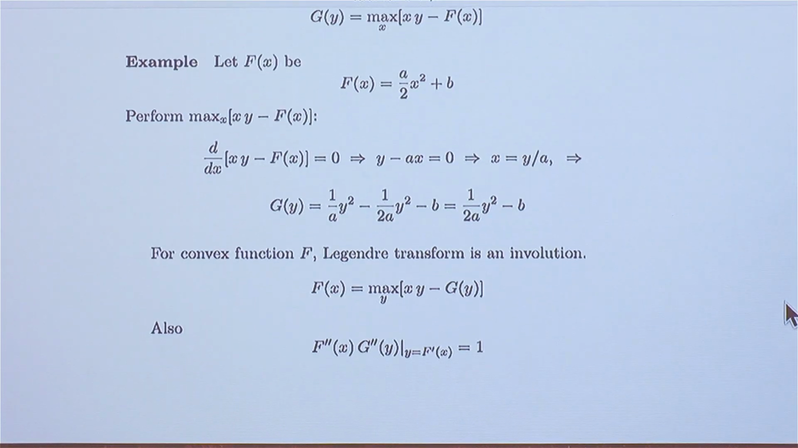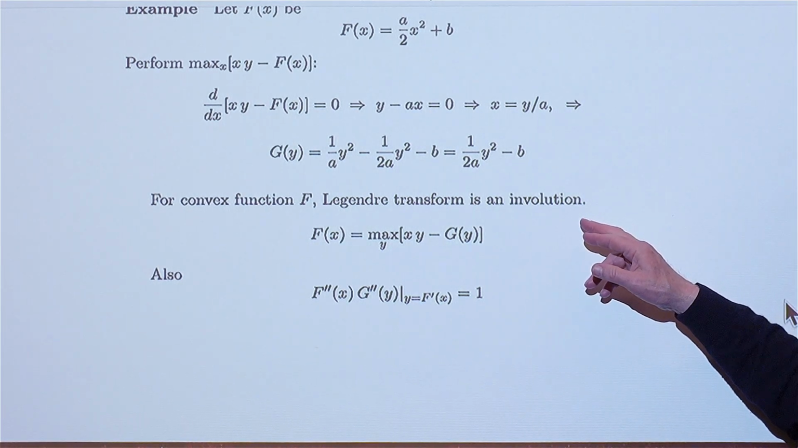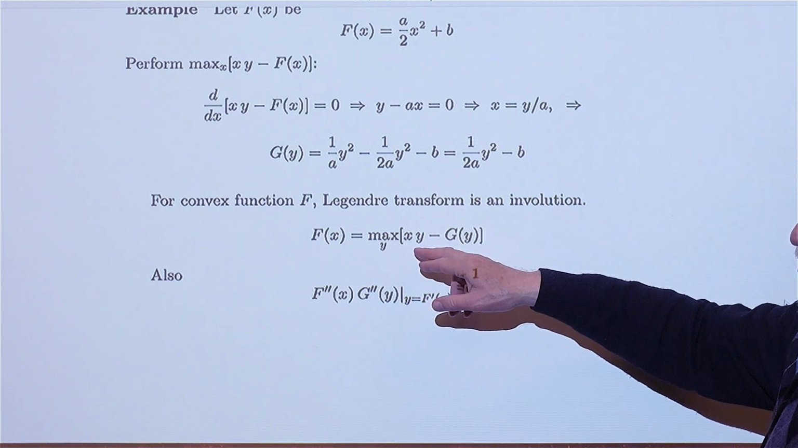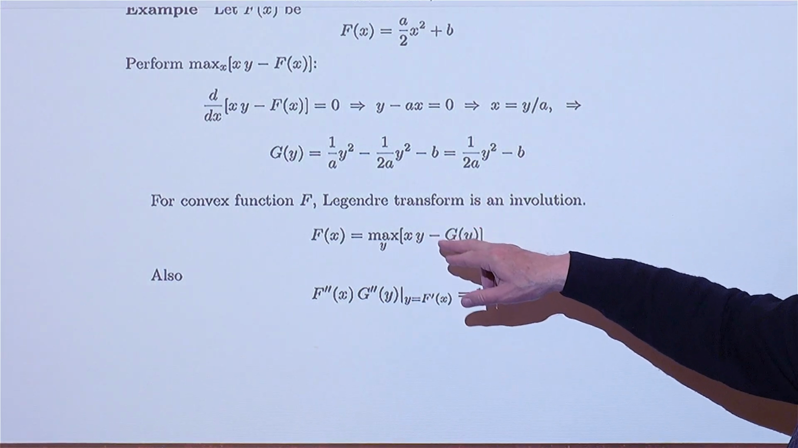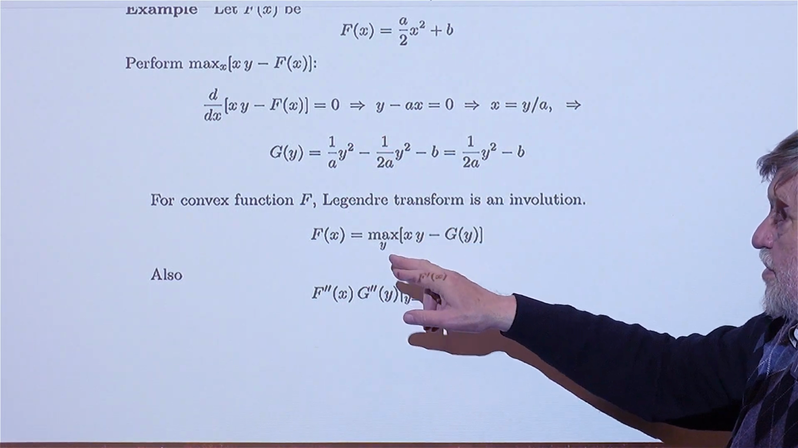What are the properties? If the function f is convex, the Legendre transform is an involution. So f is actually the maximum with respect to y of the same expression, but instead of f of x, I substitute g of y, and instead of x, I substitute y.